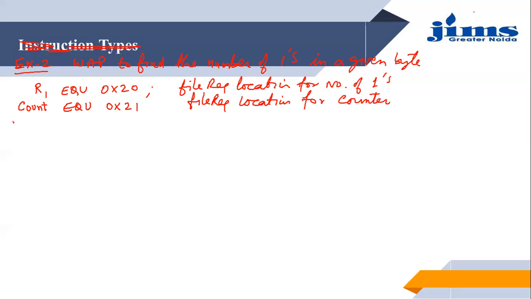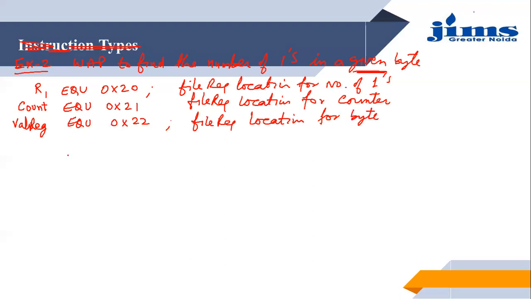Then we want to have another variable, give it any name, let's say res equals 22. This is the file register location for the given byte. Now let's start writing the program.